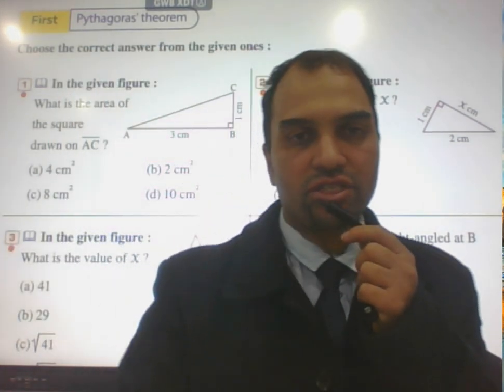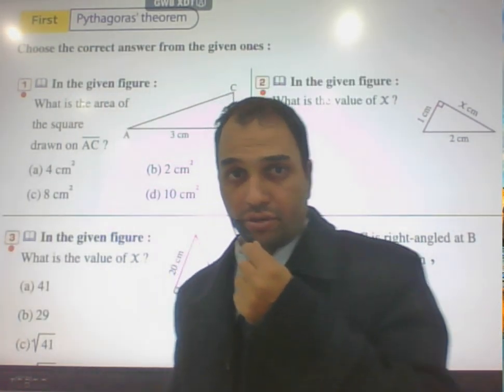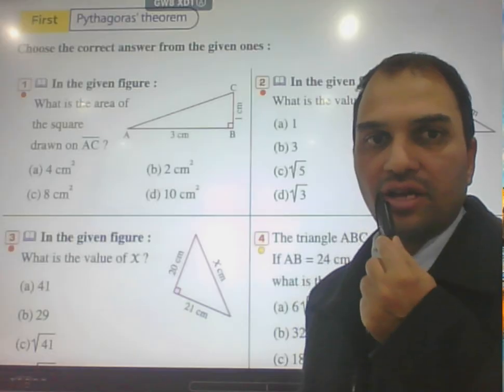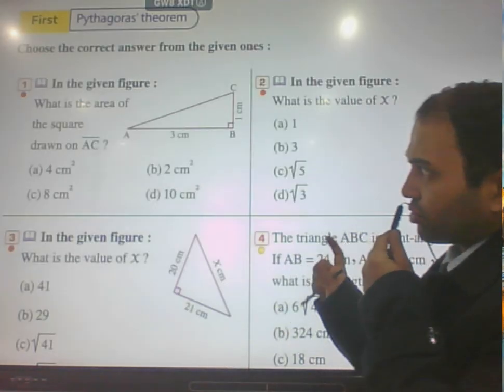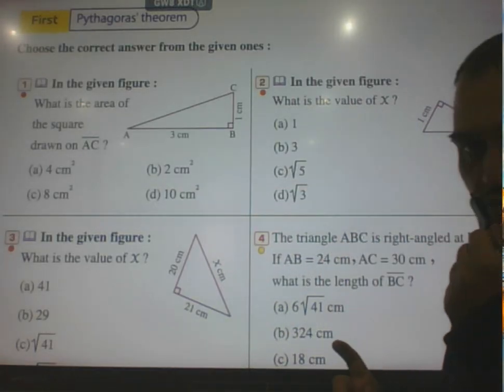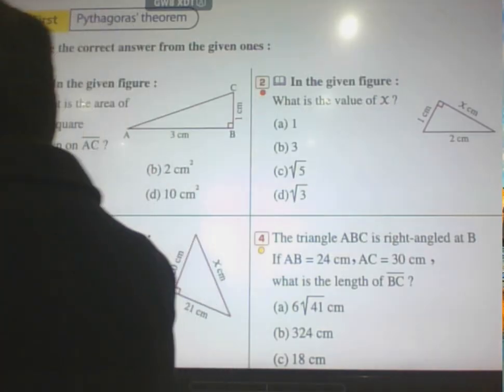Today we'll solve the questions from the author's book, Pythagorean Theorem. Do you remember this theorem? I will solve now multiple choice questions about this lesson, okay? So you must pay attention with me about the example.